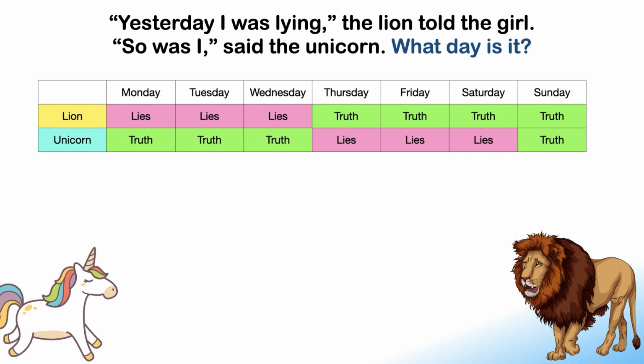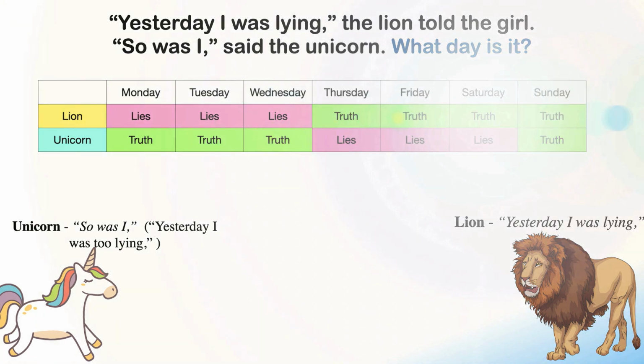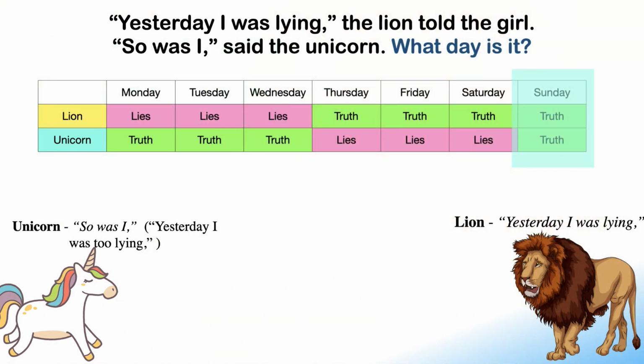Suppose the lion and unicorn made those statements today. The statements are: lion, "Yesterday I was lying"; unicorn, "So was I," which means "Yesterday I was too lying." If it was Sunday today, then the lion's statement would have been a lie, as the lion tells the truth on Saturdays. But as per the data, both must be telling the truth on Sundays. So it can't be Sunday today. For the rest of the days, one must be telling the truth and the other must be lying.